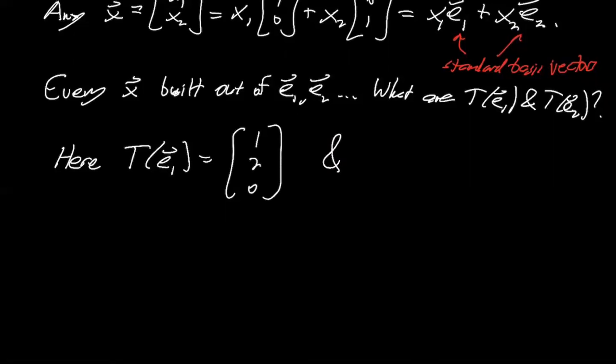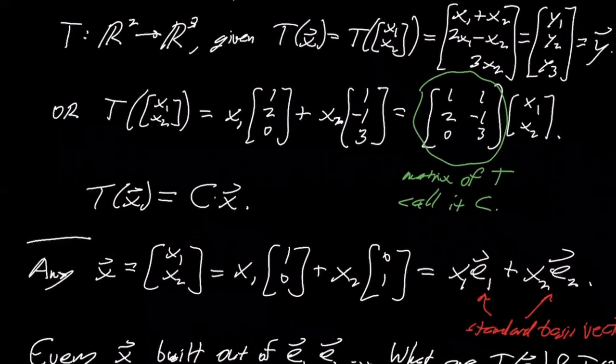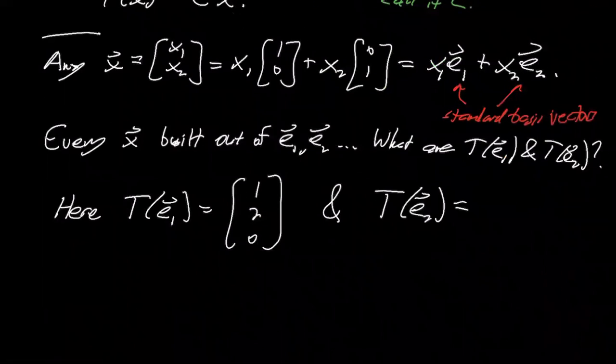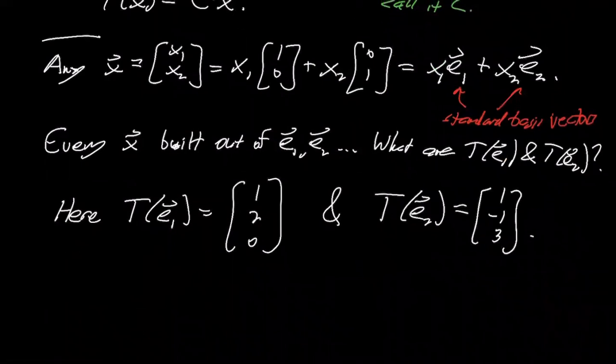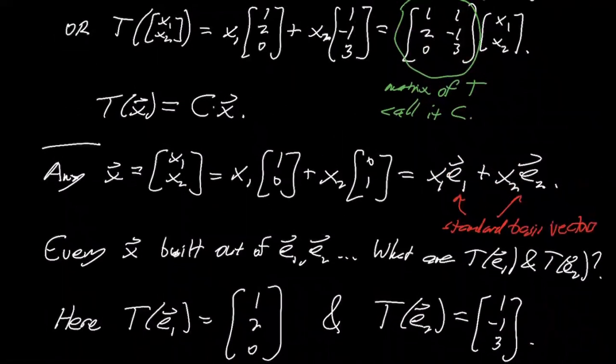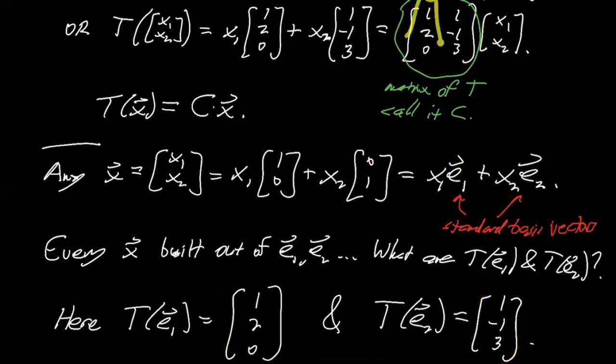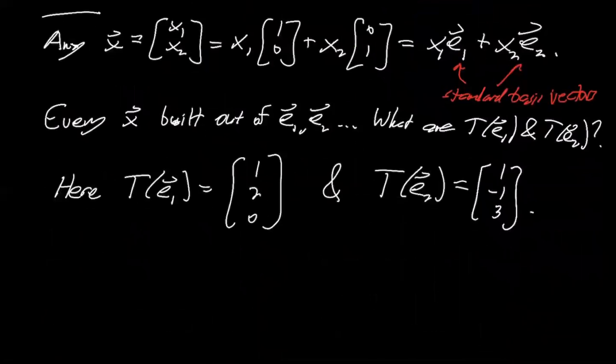And similarly, you should stop and do it yourself. Pause the video and do it yourself, but what's T of E2? Okay, pause long enough. That's actually 1, negative 1, 3. And here's what's interesting about that. Look at the matrix. Compare this to each of these. Oh my God, the first column is actually this guy, and the second column is this guy. So in fact, I could say these are the columns of C.